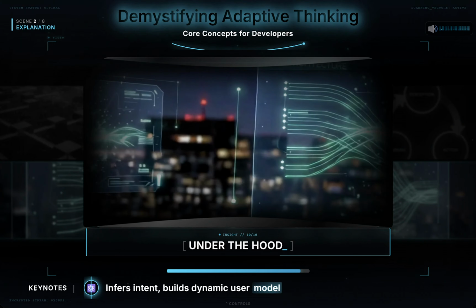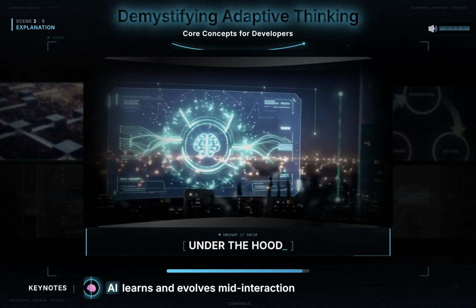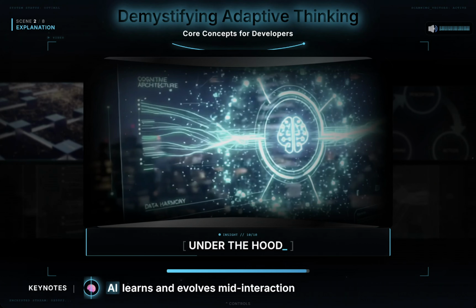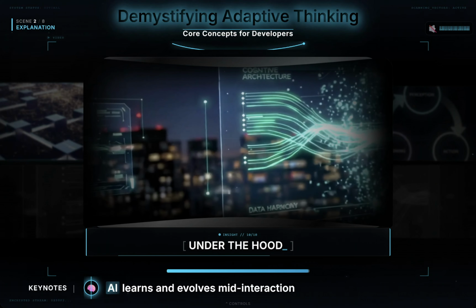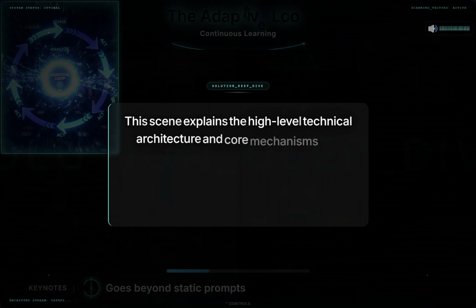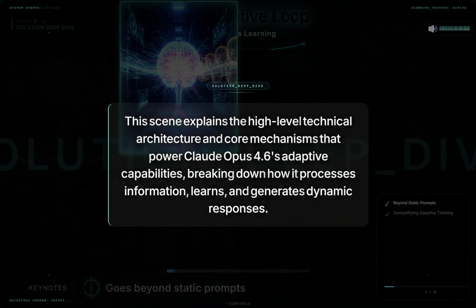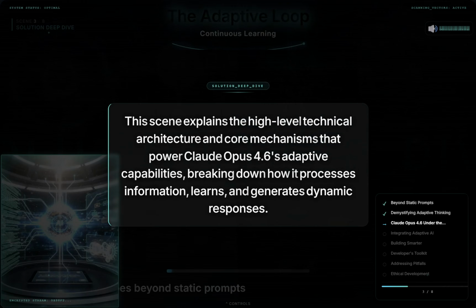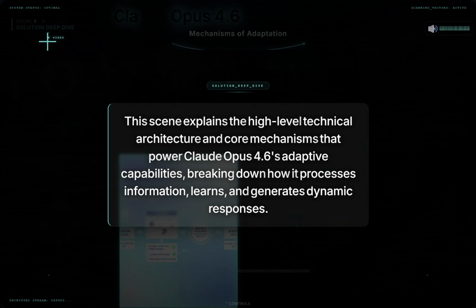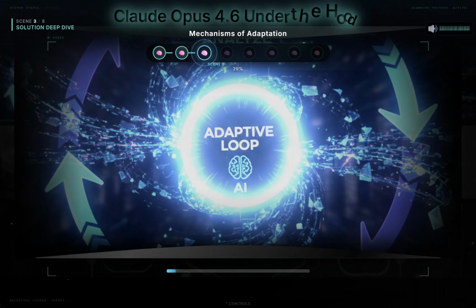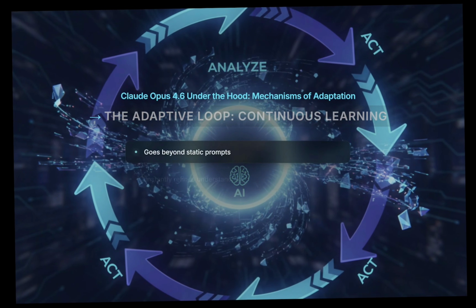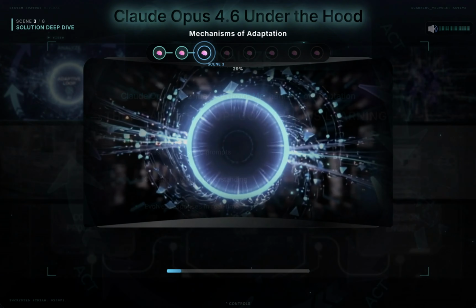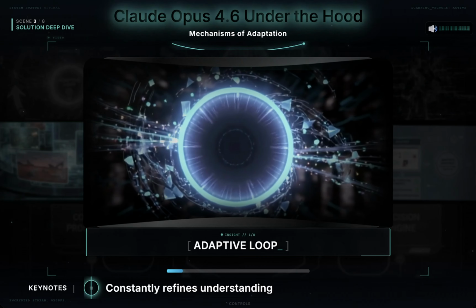Now that we've defined what adaptive thinking is, let's pull back the curtain and see how Claude Opus 4.6 actually achieves this under the hood. So, how exactly does Claude Opus 4.6 pull off this adaptive thinking magic? At a high level, it operates through a continuous, dynamic cycle, an adaptive loop that constantly refines its understanding and responses, much like how we learn and adjust in real-time conversations. It's not just following a script, it's building and evolving one.